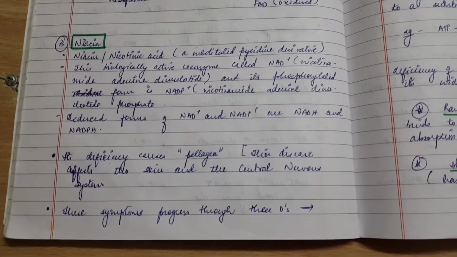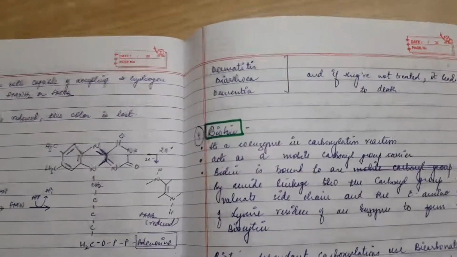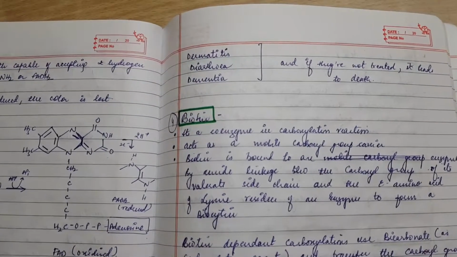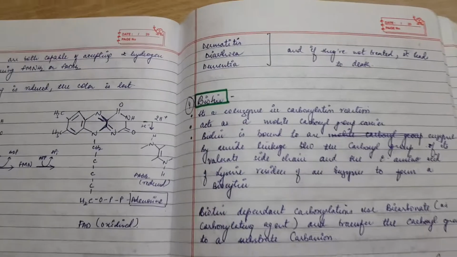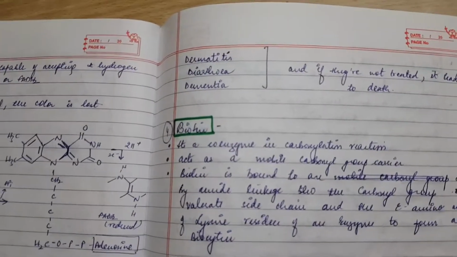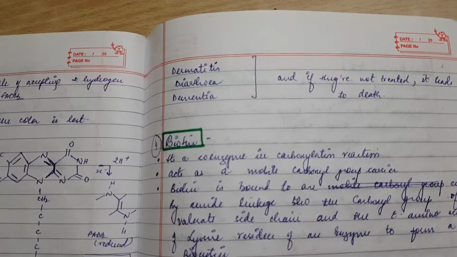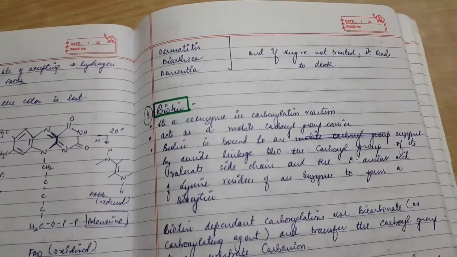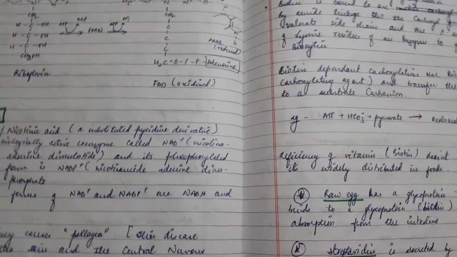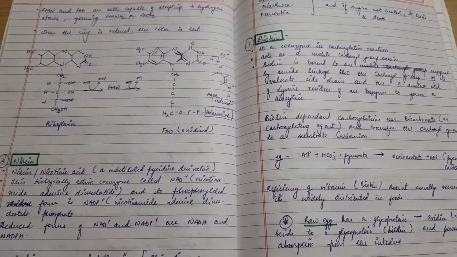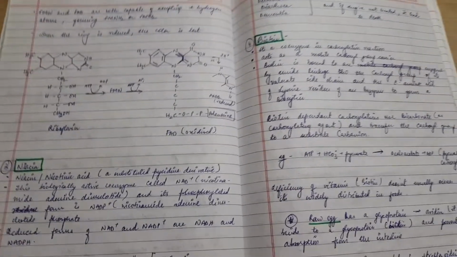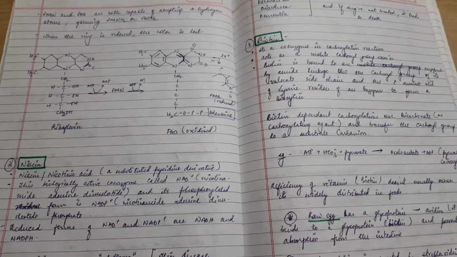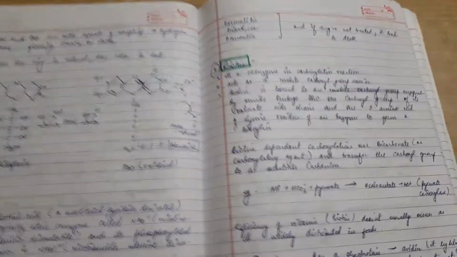These symptoms progress through the 3 Ds. Okay, and what are the 3 Ds? Dermatitis, diarrhea, dementia. If they're not treated, it leads to death. Okay. Dermatitis is a skin disorder, diarrhea is the intestinal disorder, dementia is a brain disorder. All of these are associated with niacin. So now we know that niacin should be present in trace amounts in our diet. It's not that you take it or not, it's a must. You have to take it. Procurement is very, very important.